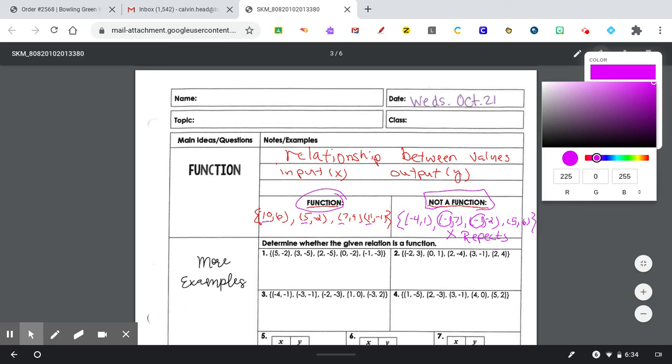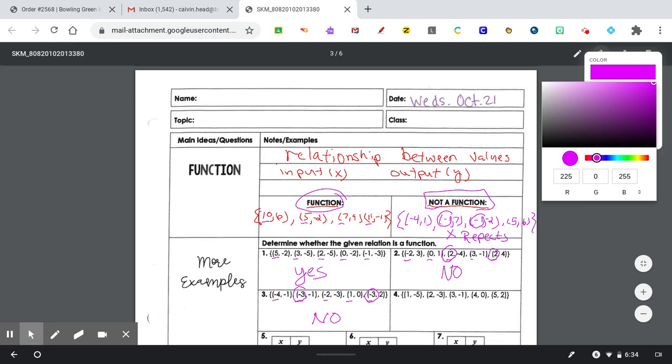Okay. So if we go to the next section here, we're going to determine whether each relation is a function. So just look at the X values: 5, 3, 2, 0, -1. None of those repeated. So my answer is yes, it's a function. And let's look at number 2: -2, 0, 2, 3, 2. So I notice that this 2 repeats. So it's no. On number 3, look at the X's: -4, -3, -2, 1, -3. The -3s repeat. So my answer is no.